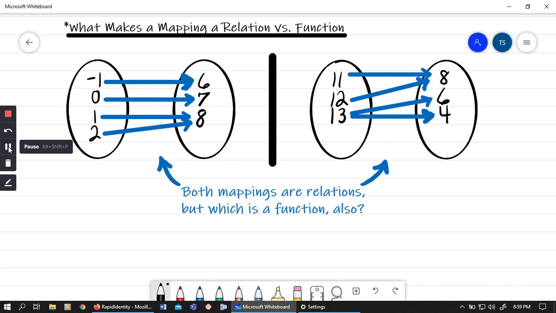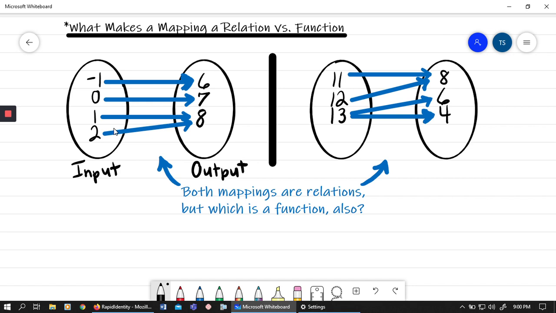So when we look at this mapping here on the left side, look at each element in the input set. You should be able to tell which one is the input and which one is the output based on the direction of the arrows, right? So this one is the input, and this one is the output.